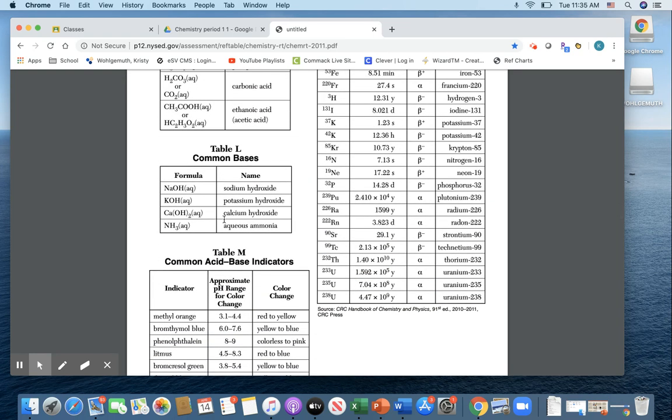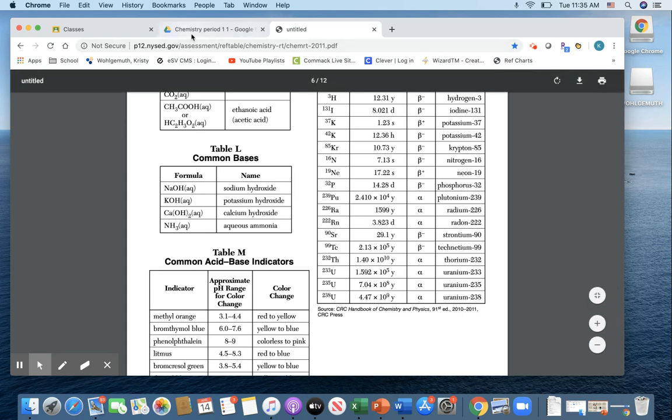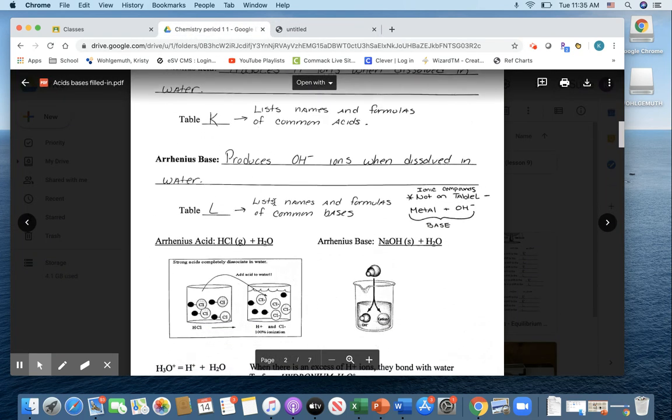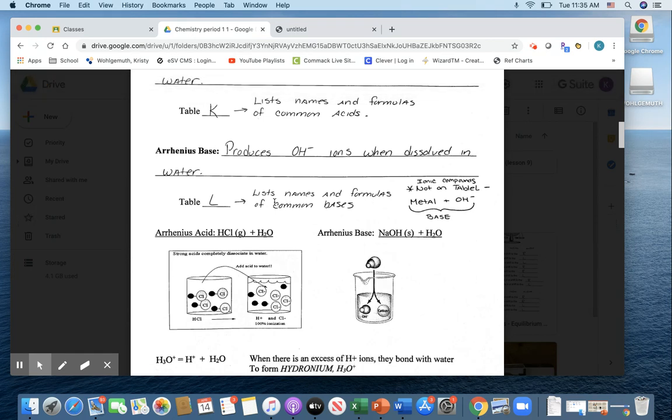Table L, we have common bases. Now, this is a much shorter list than the acid list, but 3 out of 4 of these have the OH, have that hydroxide ion as the anion, as the negative ion. We have ammonia here, which we'll talk about tomorrow, but you can see that you have that hydroxide ion there. Now, with the base, there could also be other bases that are not on that list. And what you're going to look for is something with that OH, with that hydroxide. Okay, so right over there, you have the hydroxide ion.